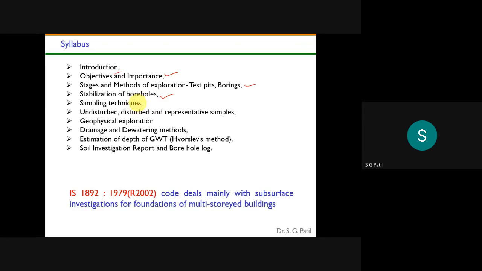Then we have seen sampling techniques. Sampling techniques means there are two types of samples. What are those samples?